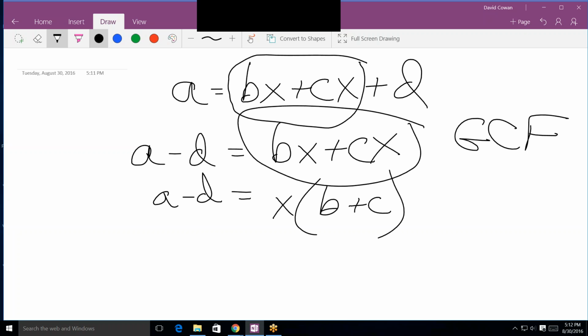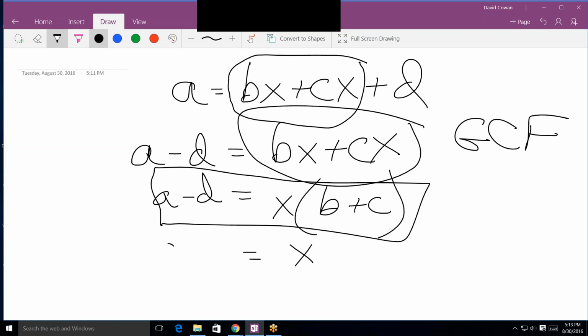Now what's the answer? X equals b plus c minus d? No. In other words, here's what we have: a minus d, sorry, a minus d over b plus c. There you go.